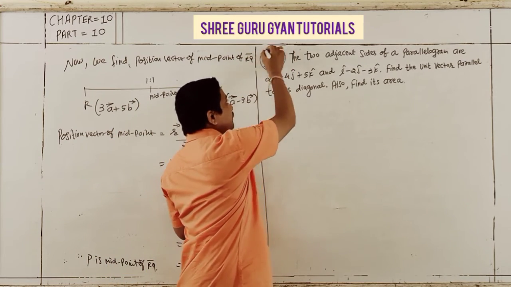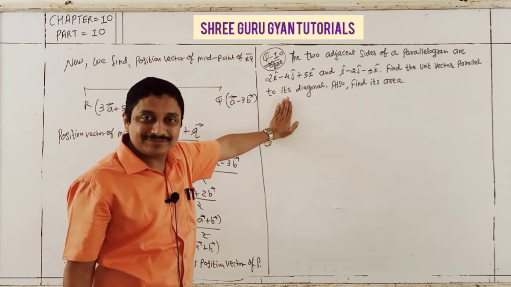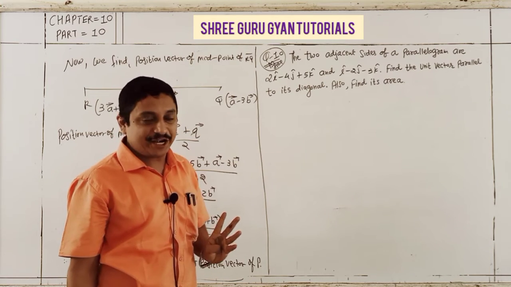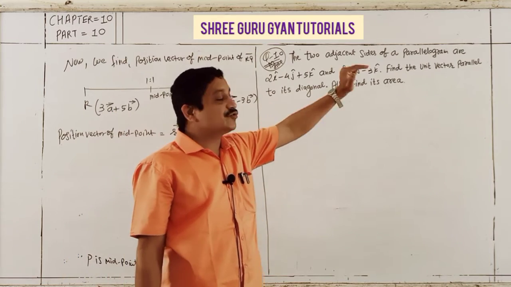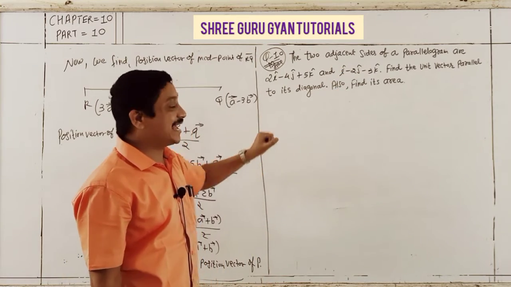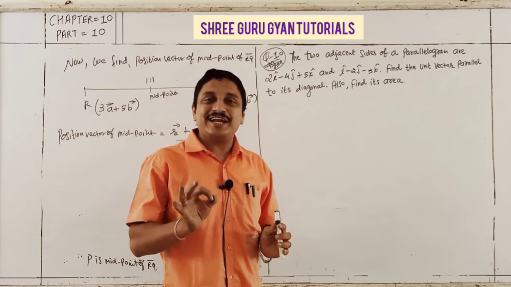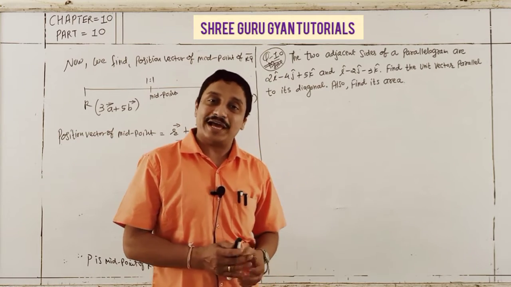Question number 10. The two adjacent sides of a parallelogram are respectively given as i minus 4j plus 5k and i minus 2j minus 3k. Find the unit vector parallel to its diagonal and find its area. Students, first I derive the area. After that I explain the unit vector parallel to the diagonals.